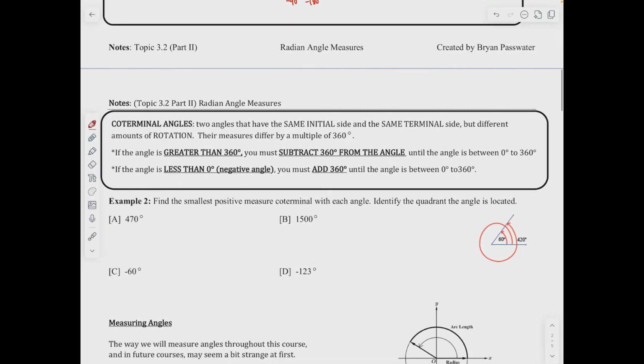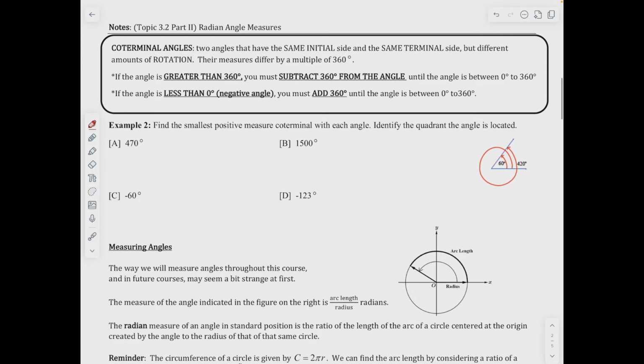Okay, turning the page. So the idea of coterminal angles. Co meaning more than one, right? So more than one angle that terminates at the same location. Two angles that have the same initial side and the same terminal side, but different amounts of rotation. So how many times are you spinning around?